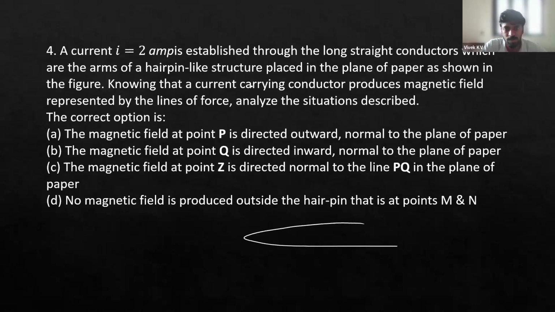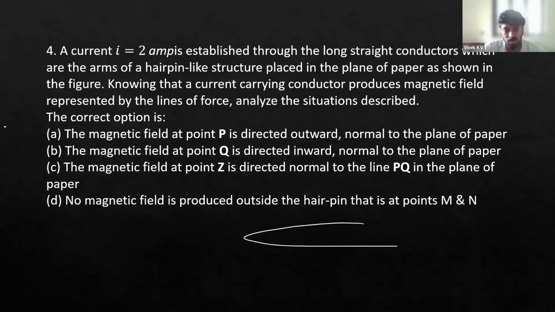The magnetic field at point P is directed outwards, normal to the plane of the paper, which is not the correct answer, which is wrong. Then the magnetic field at point Q is directed inwards. So that is also wrong. Magnetic field at point P is directed inwards. Magnetic field at point Q is directed outwards. Magnetic field at point Z is directed normal to the line PQ in the plane of paper. So that is correct.